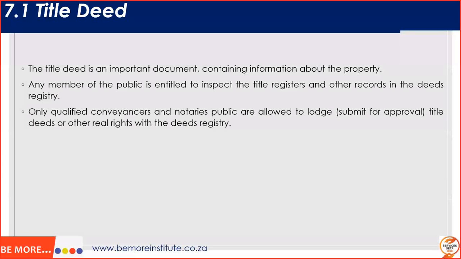Thank you. Okay, on the rates and taxes, Nomisa, you did very well, because there is a difference between ordinary sales and auction property.